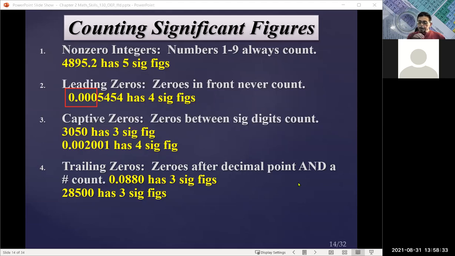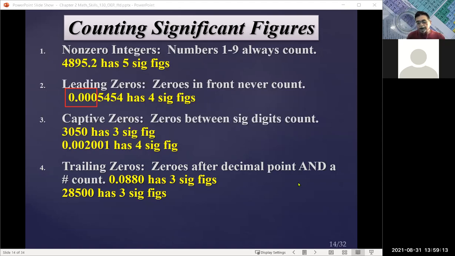So 0.0880: the first 2 zeros are leading zeros, so because of rule number 2 they do not count. But the second zero, the last zero after the 8, normally wouldn't count because of rule number 3. But there's a decimal point, therefore it does count as far as being accurate. So it has 3 sig figs for that example. Now, if you look at 28,500, there's only 3 sig figs because those 2 zeros are trailing zeros and there's no decimal point. And that's the rule to really look at.